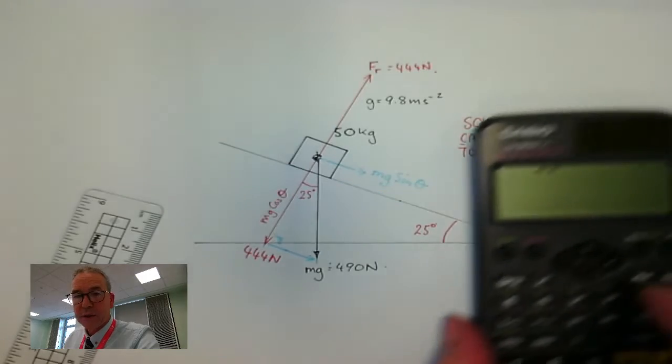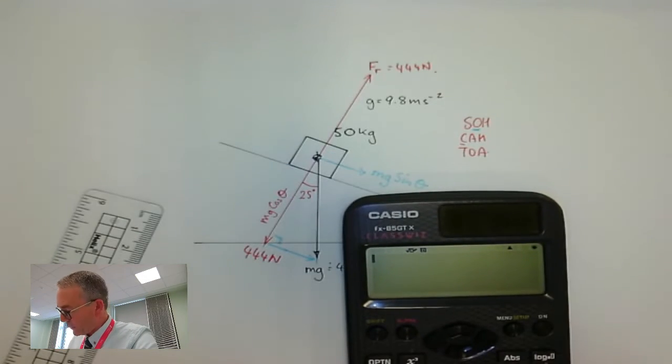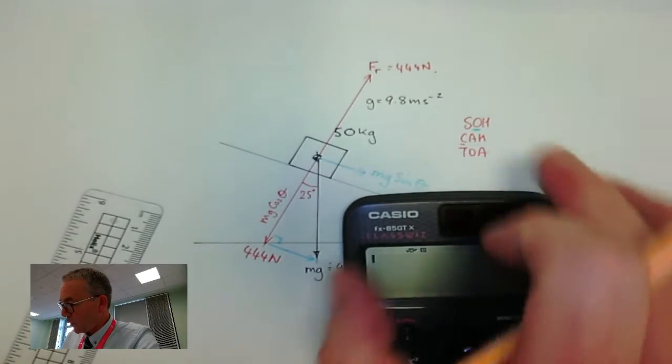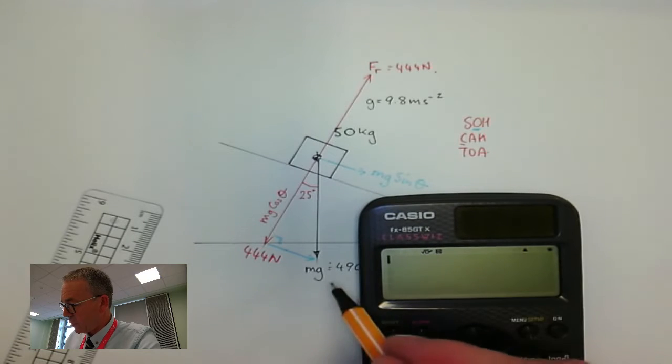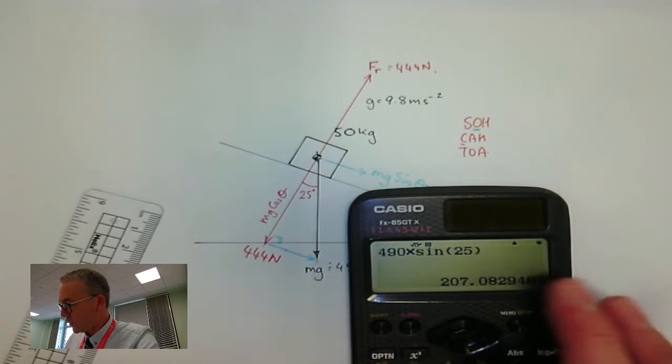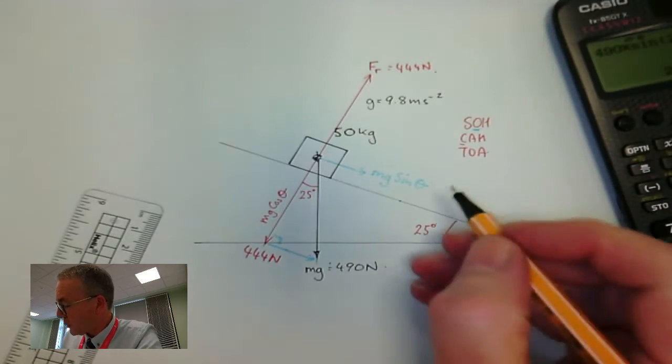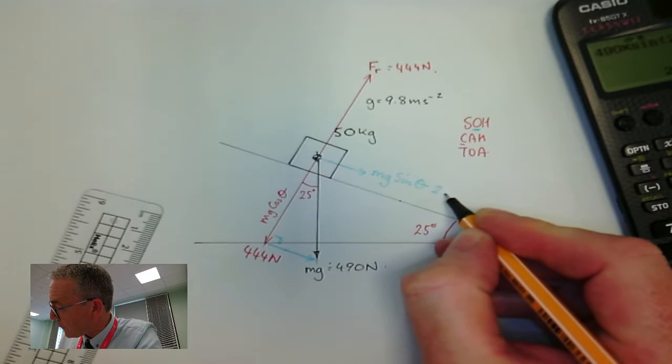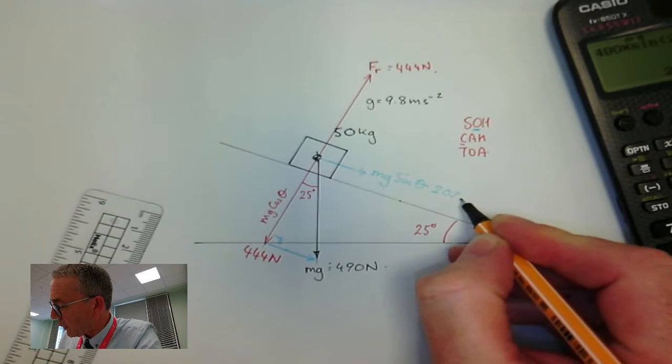And if we pull my calculator in like so, we can do that. So the mass due to gravity, 490 multiplied by the sine of 25 degrees. There we go. And that gives us a force of 207 newtons. I'll round that up.